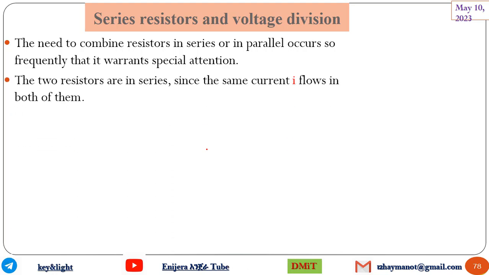The need to combine resistors in series or in parallel occurs frequently and warrants special attention. Two resistors are in series since the same current I flows in both of them, and two resistors are in parallel if they have the same voltage. In parallel, the voltage is the same.